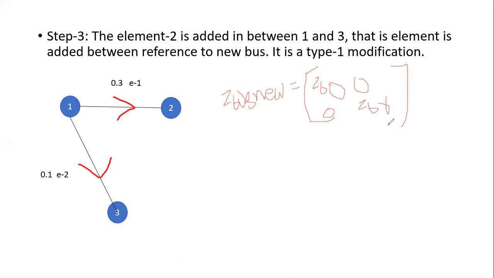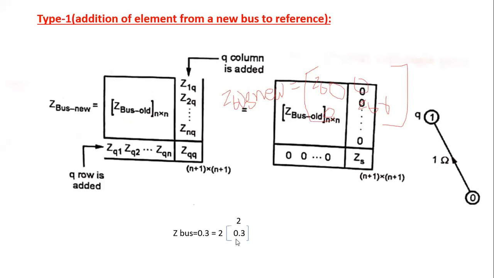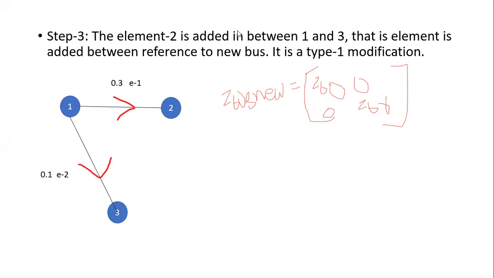What is the Z bus old value? That was obtained in the previous step. This is the Z bus old matrix, that is 0.3. Therefore Z bus new is equal to, the Z bus old value is 0.3. This is the 2 and this is the 2. What is the next bus? That is 3. Therefore this is 3 and this is 3.